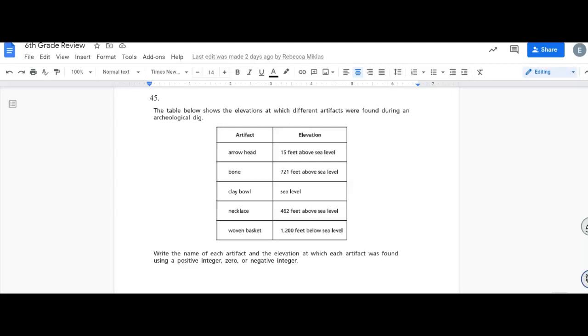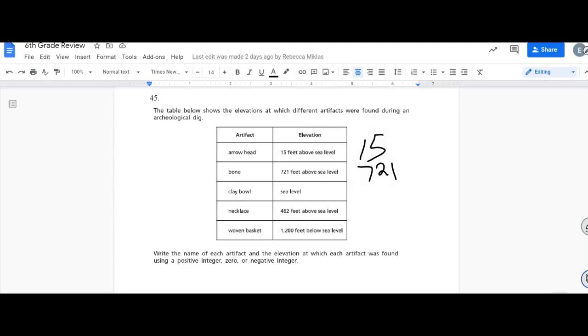We need to identify the integer that goes with the elevation of the artifact. We found the arrowhead at 15 feet above sea level. So what would the integer be? Tom? 15. We found the bone at 721 feet above sea level. Rylan? 721. These are all positive numbers. Do we have to say positive 15 or positive 721? No, we can just write the number, and it is assumed that it is positive.